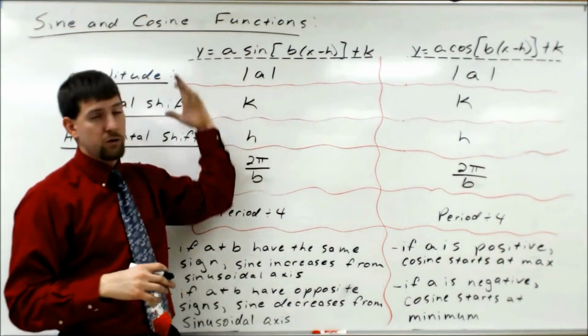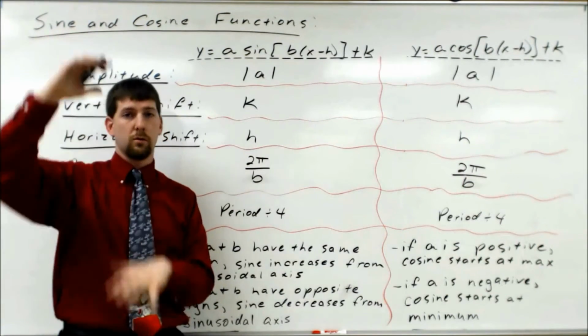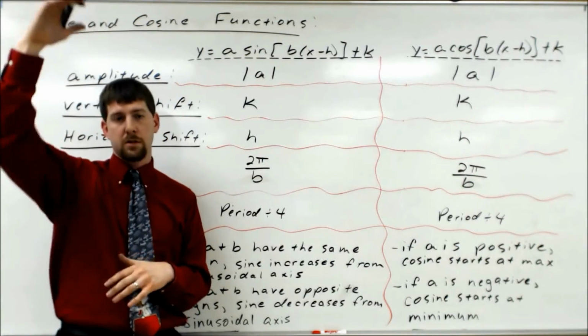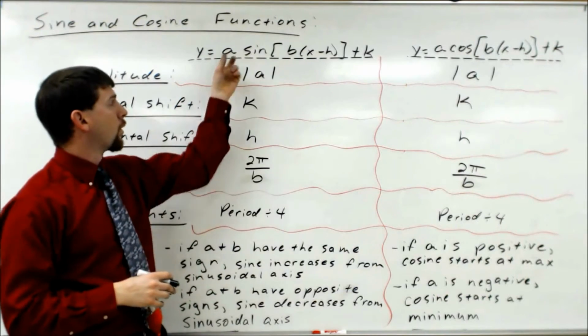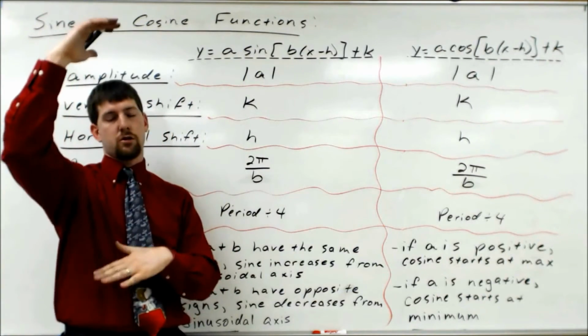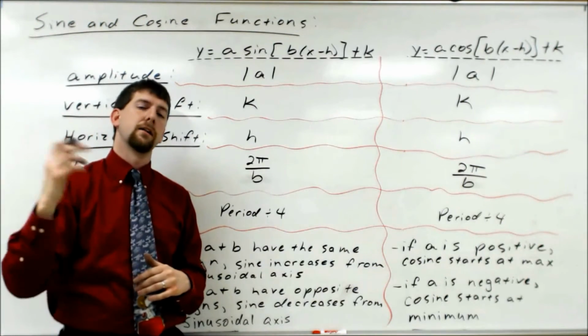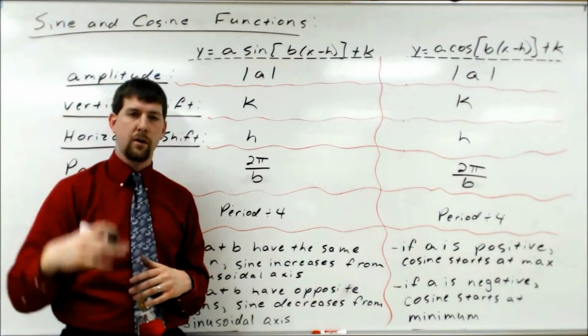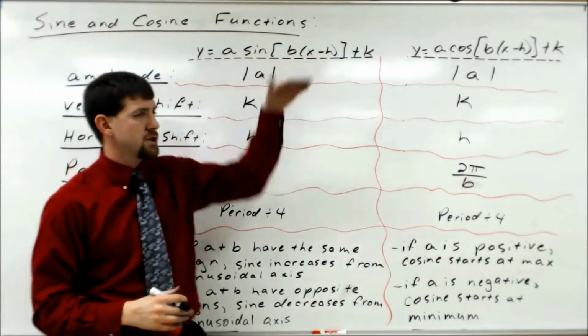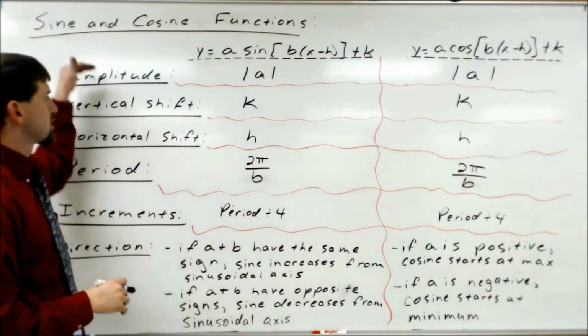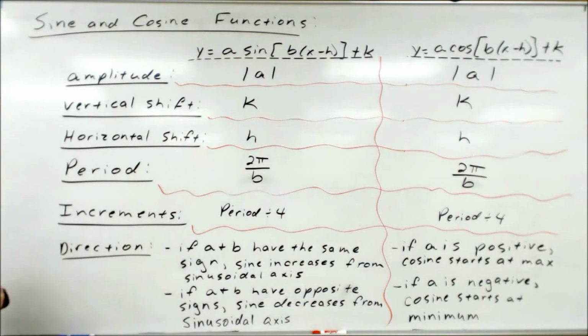So if a was 2, it would stretch our unit circle to a 2-unit circle. So we'd go up to 2 and down to negative 2. Or if a was 1/3, it would shrink our unit circle to a 1/3 unit circle, and we would then go up to 1/3 and down to negative 1/3. So a just tells us how high our graph is going to be. It's just the amplitude of the graph.